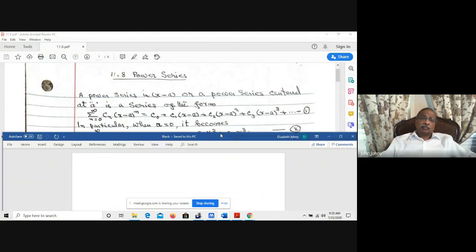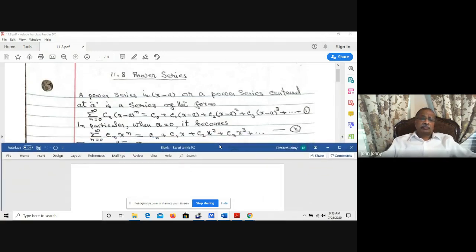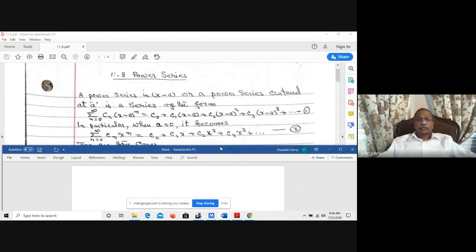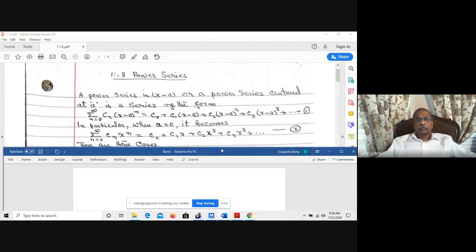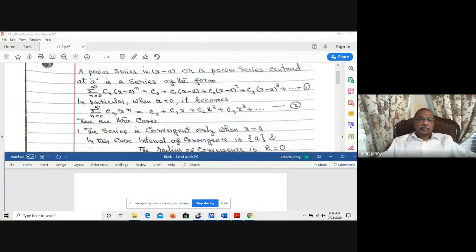In particular, when a is equal to 0, it becomes sigma n varies from 0 to infinity c_n x to the power of n, which is c0 plus c1 x plus c2 x squared plus c3 x cubed plus etc. There are three different cases.